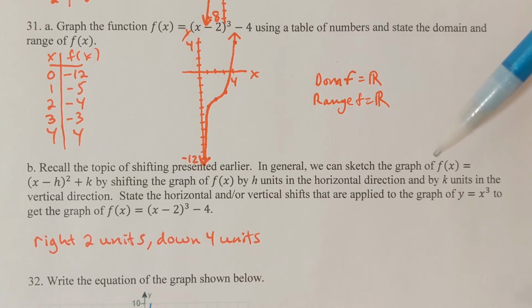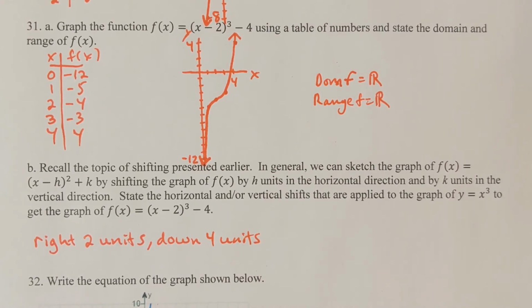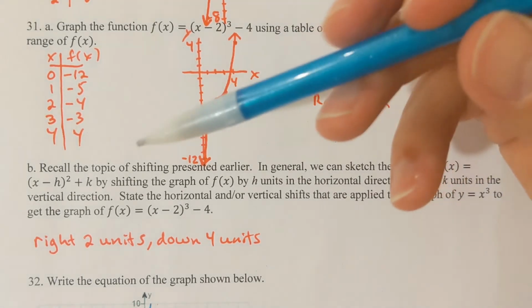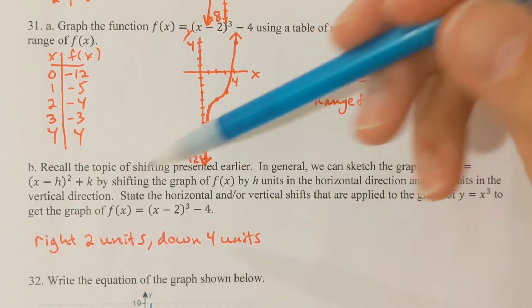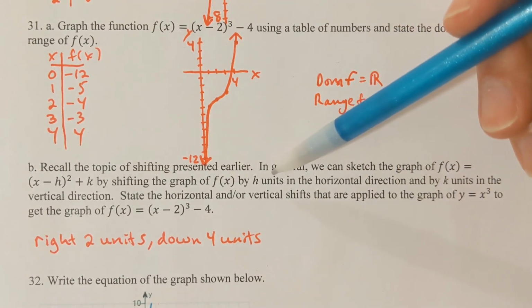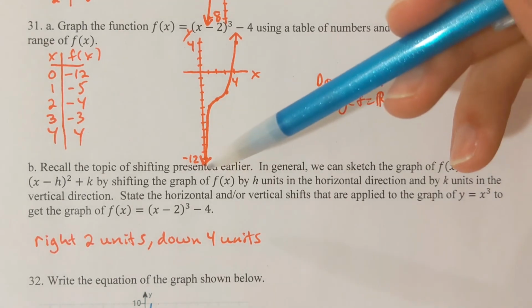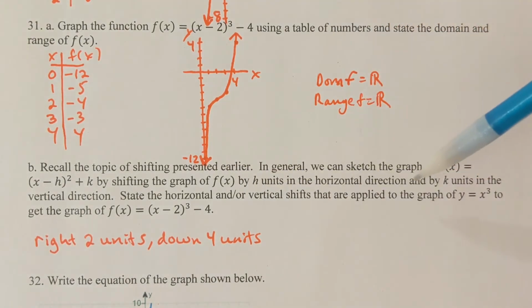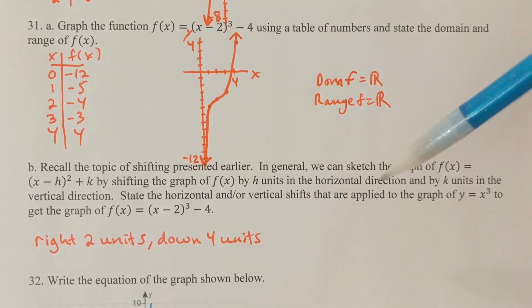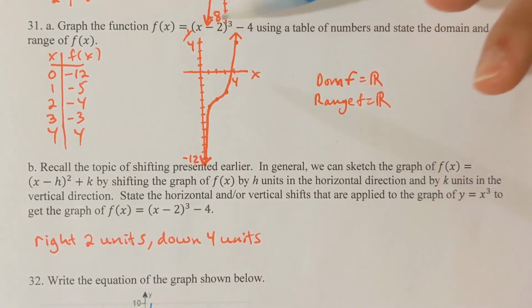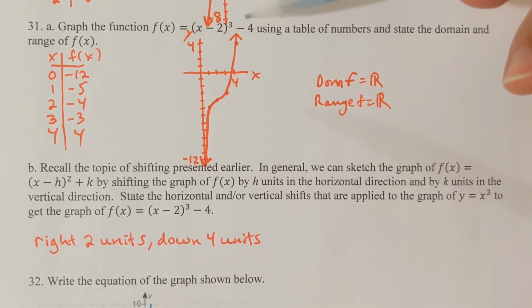Part B, recall the topic of shifting presented earlier in the last section. In general, we can sketch the graph of a function, the square function there, by shifting the graph of f of x by h units in the horizontal direction and k units in the vertical direction. So state the horizontal and/or vertical shifts that are applied to the graph of y equals x cubed to get the graph of what we just drew here, f of x equals (x minus 2) cubed minus 4.